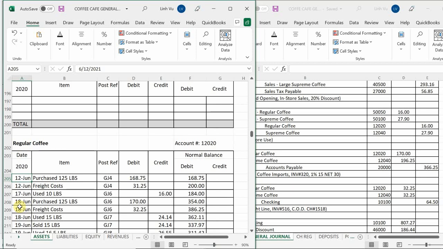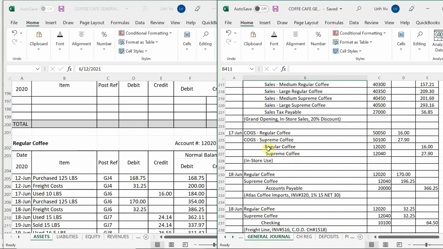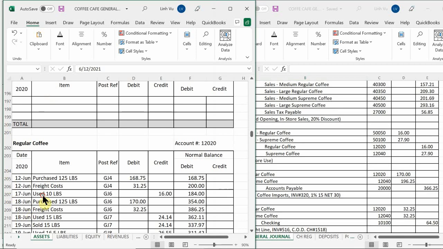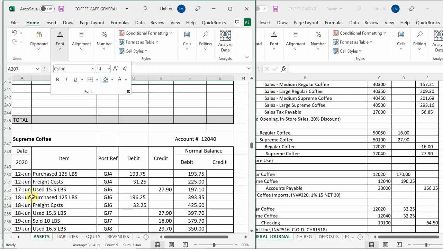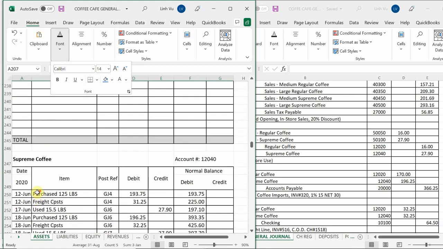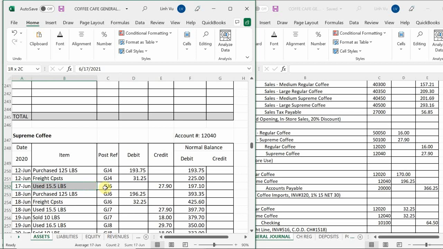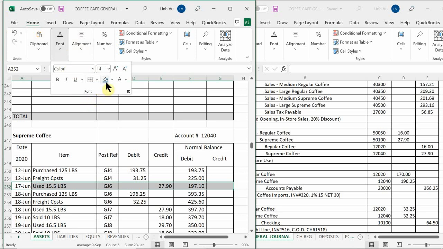Oh, wait, hold on. We did cost of goods sold, but did we? Cost of goods sold. Okay, I forgot to update the inventory. Sorry. So cost of goods sold here. We have the 16 here. And then we have cost of goods sold, the $27.90 here on the credit side.